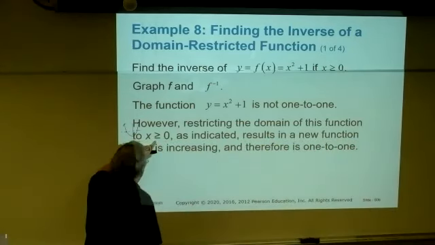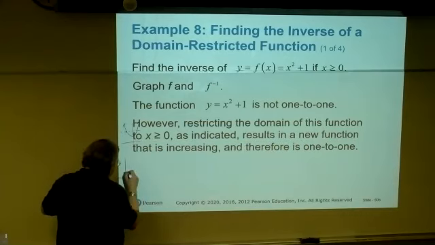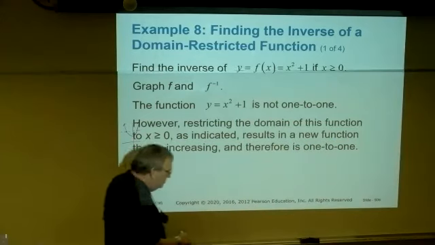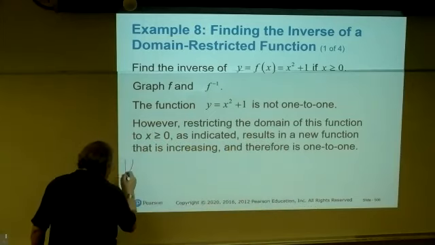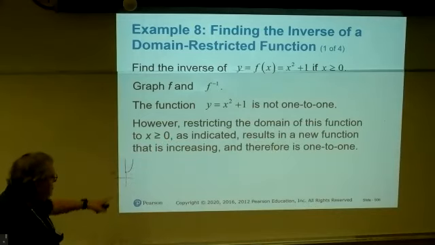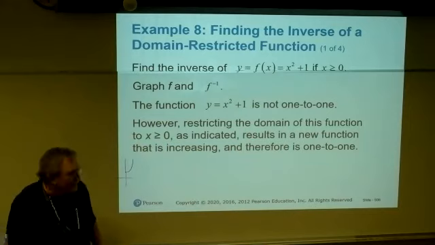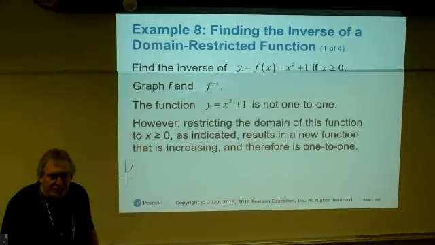to only non-negative numbers, that means the graph of it is going to look like this. It's only half the parabola, and it includes this absolute minimum point. So this function is increasing over its entire domain, so it is a one-to-one function. So yes, I can find the inverse of this.